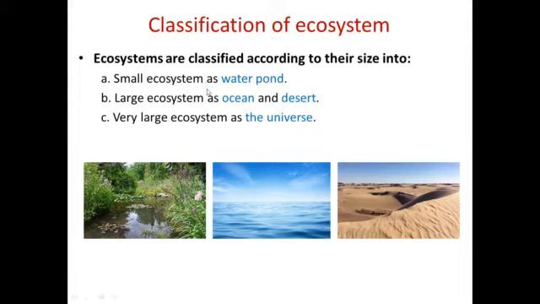But what is the classification of ecosystems? Ecosystems are classified according to their size into three categories: small ecosystems like a water pond, large ecosystems like an ocean or desert, and a very large ecosystem like the universe, which is the unified ecosystem.